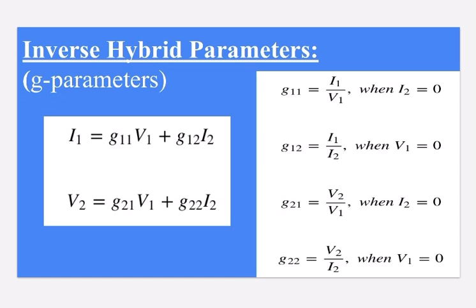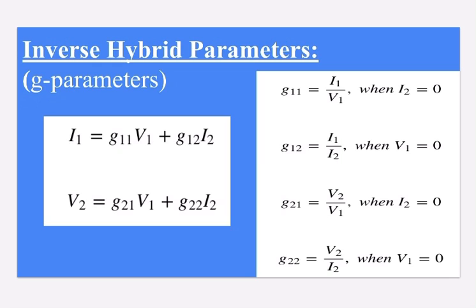So here the parameters G12 and G21 do not have any units, since these are dimensionless. Okay, so we can calculate two parameters, G11 and G21, by doing open circuit of port 2. Similarly, we can calculate the other two parameters, G12 and G22, by doing short circuit of port 1. So these are the parameters of two port networks.